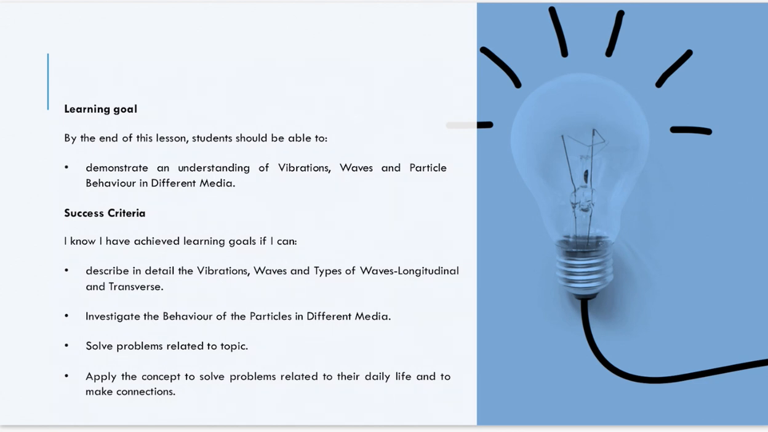waves, longitudinal and transversal. You're able to investigate the behavior of the particles in different media. You're able to solve problems related to the topic, and you're able to apply the concept to solve problems related to your daily life and to make connections.